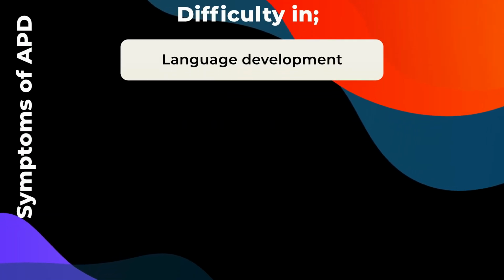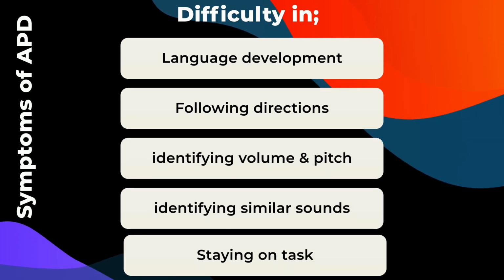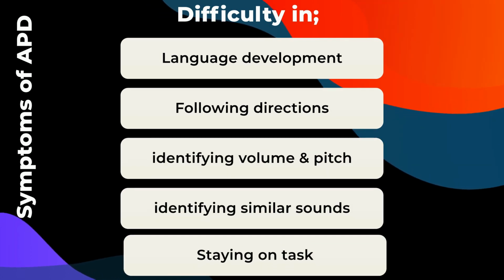Symptoms of APD include difficulty with language development, difficulty following directions, difficulty discerning volume and pitch, difficulty distinguishing similar sounds, difficulty recognizing nonverbal cues, and difficulty paying attention and staying on task.